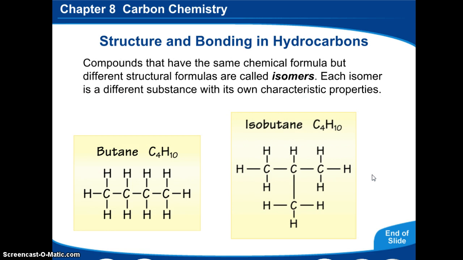Now sometimes they have the same chemical formula. Look here, it has C4H10, and over here C4H10. They have the same chemical formula, but they have different structural formulas. This is in a straight chain, and the isobutane is in a branch chain. So those are called isomers, and you will have to know that. So an isomer means that we have the same chemical formula, but they're arranged differently. And that means that they have their own characteristics and own properties.